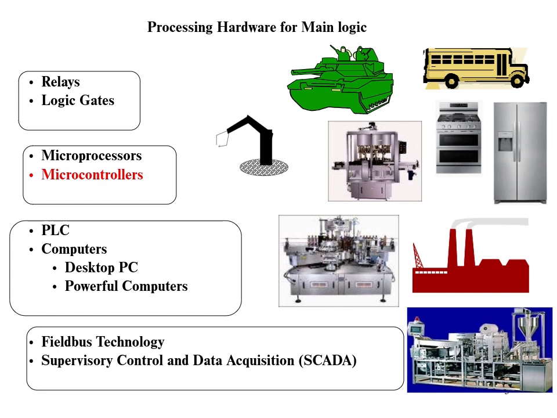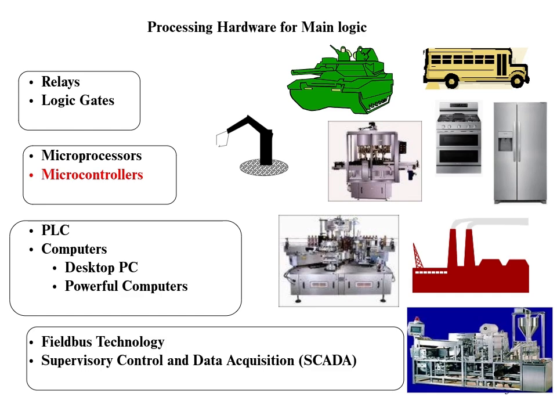The processing hardware for main logic system can be categorized under four categories. The top one is relays, logic gates. Those are usually not used. A long time ago they were used for implementation of the control actions. Then microprocessors and microcontrollers came, and again PLC, computers, desktop PCs, powerful computers are also being used in order to control the plants. And finally, the fieldbus technology and supervisory control and data acquisition are the recent developments.